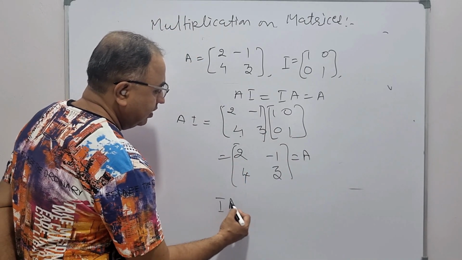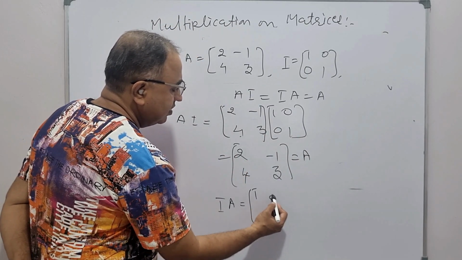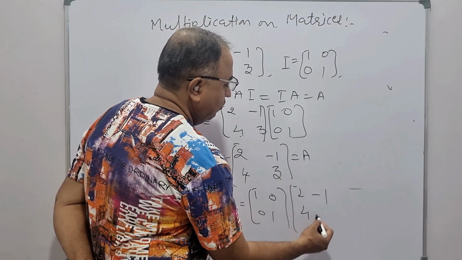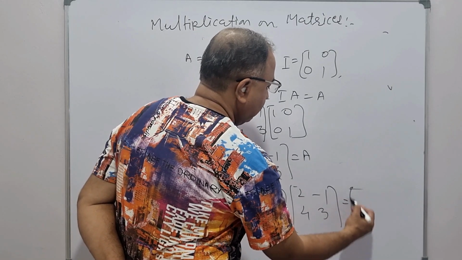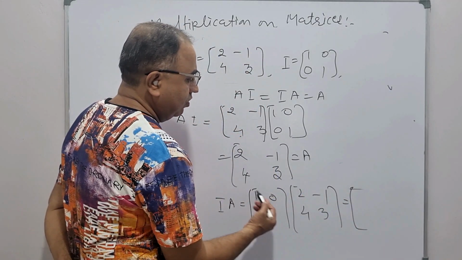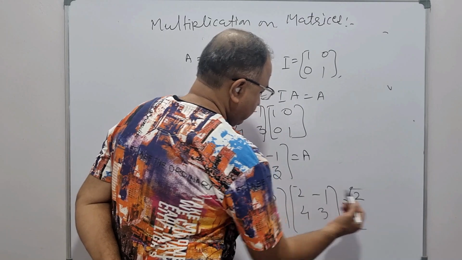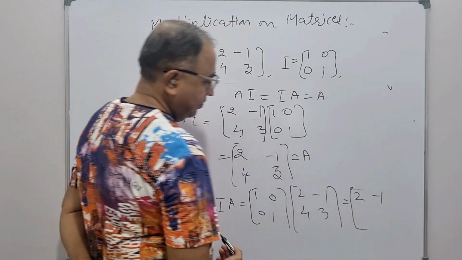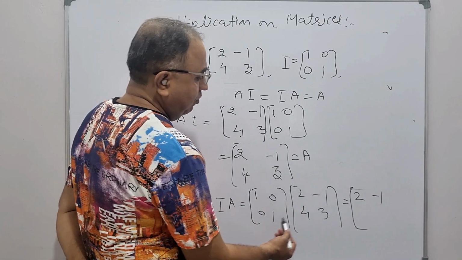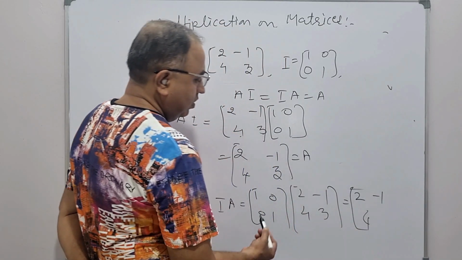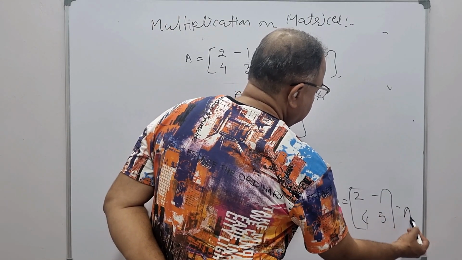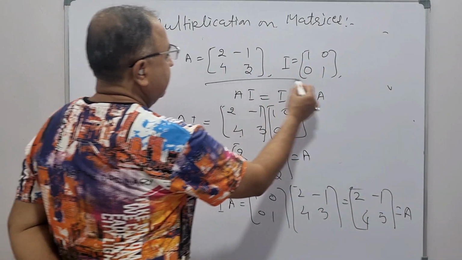Let's try I into A: 1 0 0 1 times 2 minus 1 4 3. Resulting, you see now what it comes. First row, first column: it's 2 plus 0, it's 2. 1 into minus 1 is minus 1, plus 0 into 3, it's minus 1. Then 0 into 2 is 0, plus 4 is 4. 0 into minus 1 is 0, plus 3 is 3. So it is also equal to A. So we have verified this.